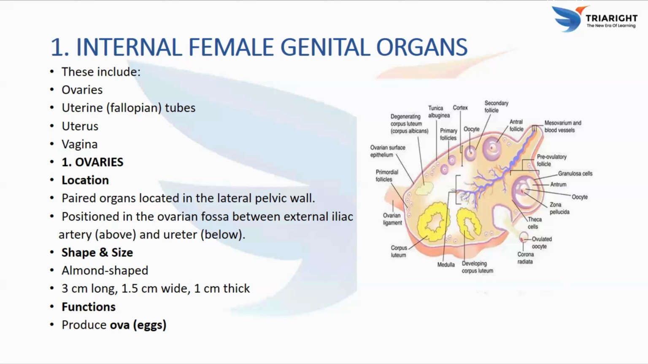And then the corpus luteum. Over here you can see. After ovulation, the empty follicle changes into the corpus luteum. This yellow colored, the large one, is the corpus luteum. It produces the progesterone hormone. Next is the corpus albicans. So what is corpus albicans? If pregnancy does not occur, the corpus luteum degenerates into a white scar called the corpus albicans. So this is about this picture of the ovaries.